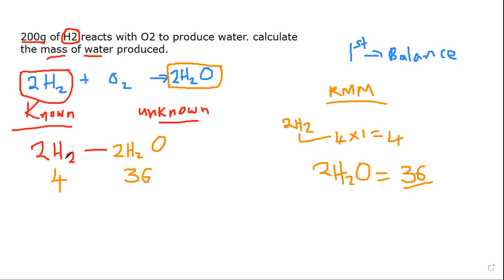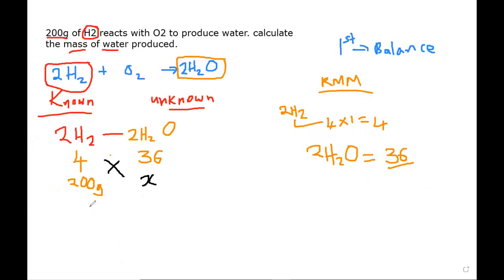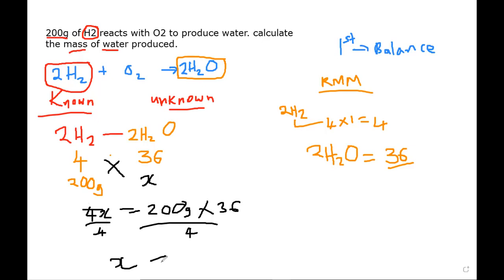Then for hydrogen, the mass is given. So you have 200, and to be consistent with the units, 200 grams. Then on the other side where you don't know, you say x. From there, you just use mathematics by cross multiplying. After you cross multiply, you have 4x is equal to 200 grams times 36, divided by 4. Cancel the 4, therefore x will be equal to.